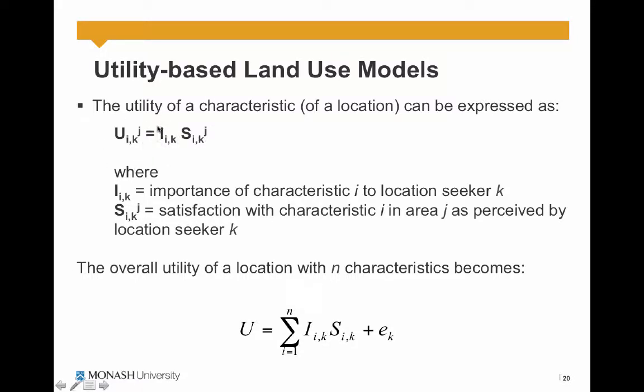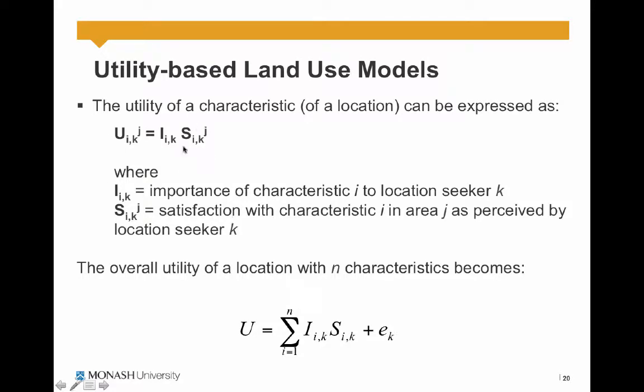Here, I is your beta, as you remember from the discrete choice modeling lecture, the beta in the utility function that needs to be estimated. And S is the attributes of the alternatives, basically. Here we are rewording the definition a little bit, where I is defined as the importance of characteristic I to location seeker K, and S_IKJ is the satisfaction with characteristic I in area J as perceived by location seeker K. As I said, it's basically the same as beta multiplied by the attributes of the alternative or attributes of the decision maker.